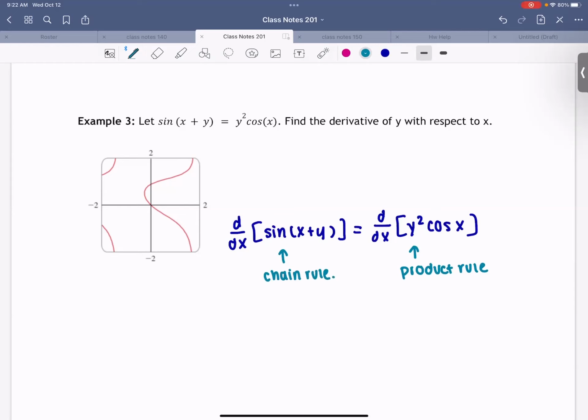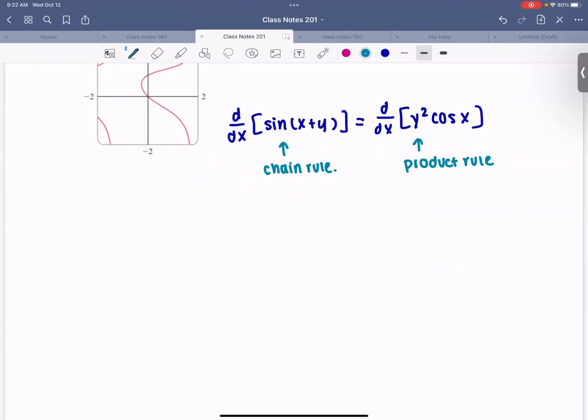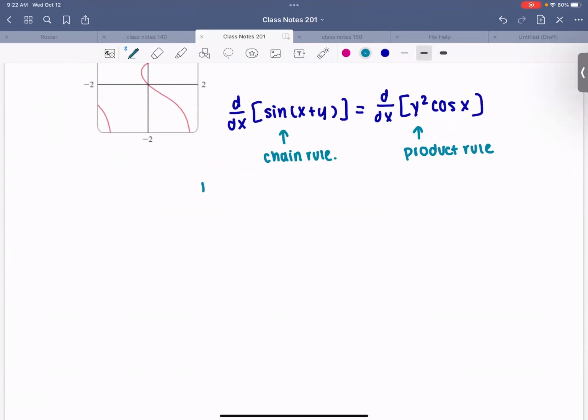Okay. I know some of us can do chain rule in our heads. I like to go through the whole inside outside thing so we can kind of see how it all pieces together. Okay. Looking at the left, what's the inside function? Good. And what's the outside function? Sine. Good. So we have x plus y inside sine.